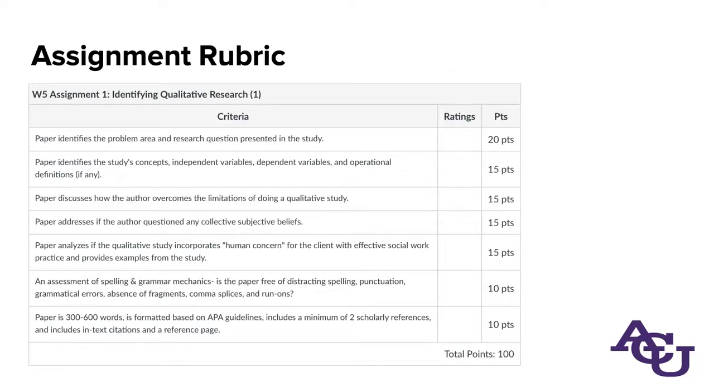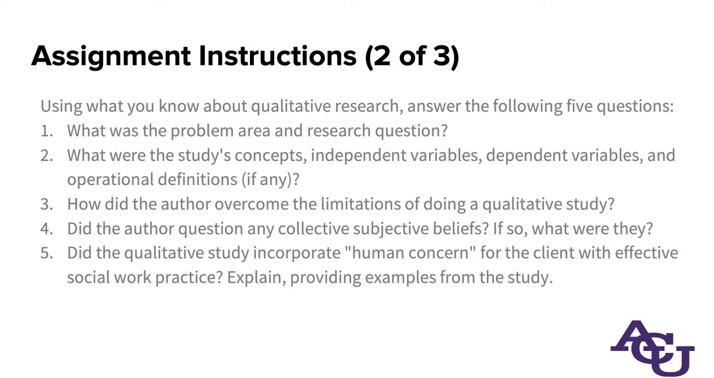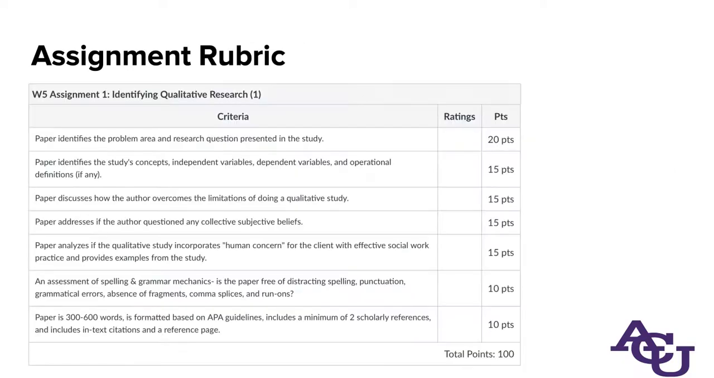Let's check our rubric here. Identifies a problem area, research questions, study concepts and dependent variables, operational definitions. Basically, this list is going through and saying, okay, did you do everything that the instructions said? Because if we go back and check this, 1 through 5 are the first 5 items here. And then the last 2 are, okay, is this written and formatted correctly?